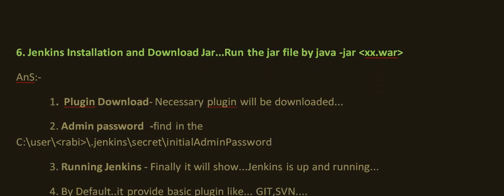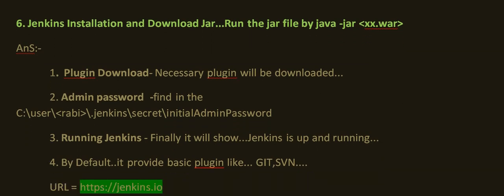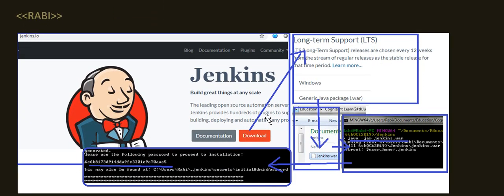Now I am going to show the Jenkins installation process. So far I have discussed the theoretical part, right? Now I am going to download the jar file from the Jenkins website and then run Jenkins. Finally it will show that it's running, and then the plugins are also installed. So going to the website, you will choose the long-term support. I will not choose the short-term one here. And for Windows, I just download that Java package, the war.